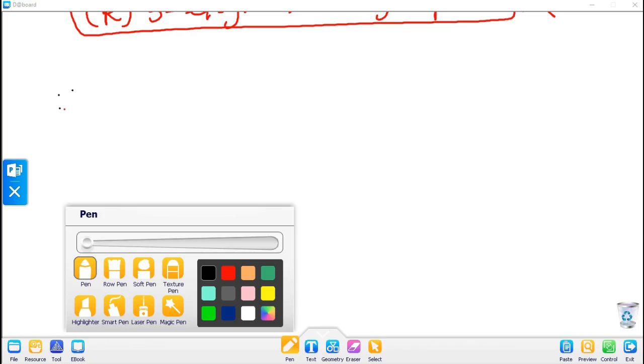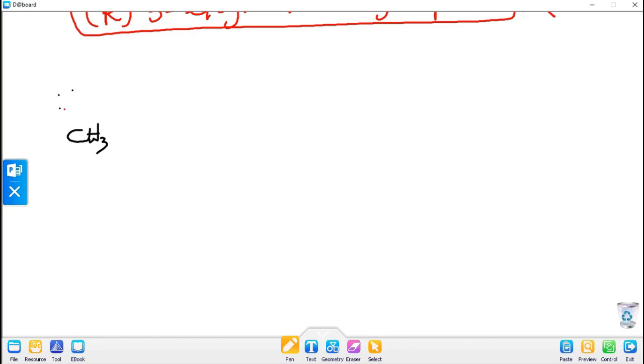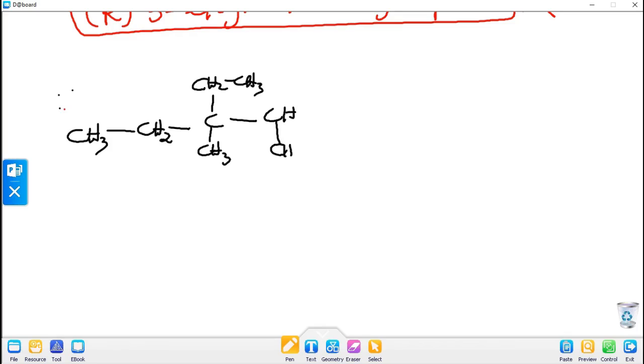So we have CH3, CH2, C with a drop down of CH3, and up there we have CH2, CH3. Then we have CH, CH3, CH with a drop down of CH3, and then we have CH2, bracket 2, and lastly CH3. So how do we name this compound?